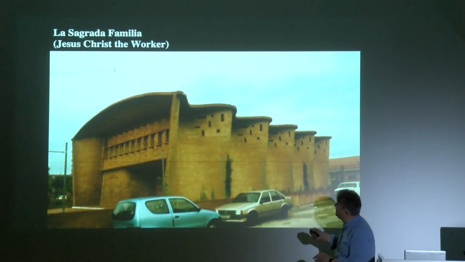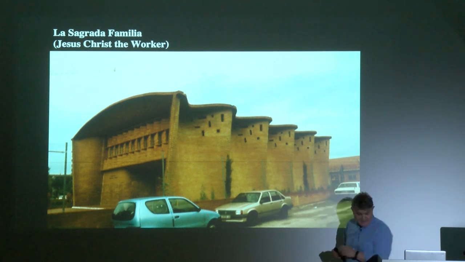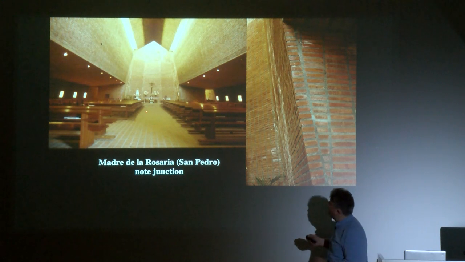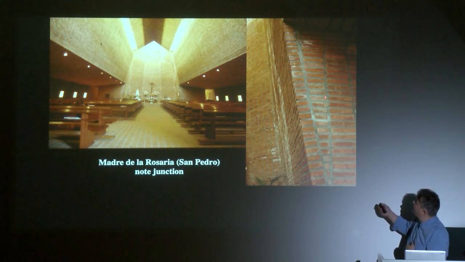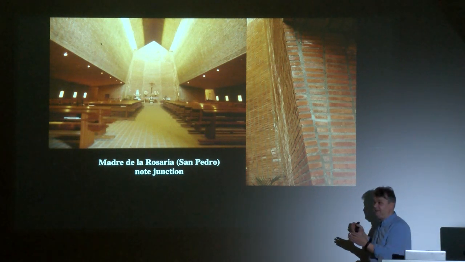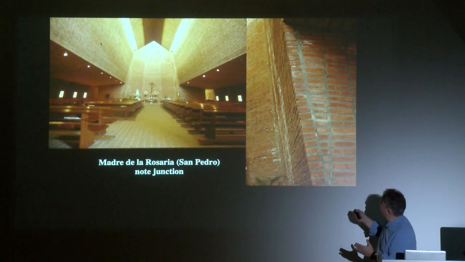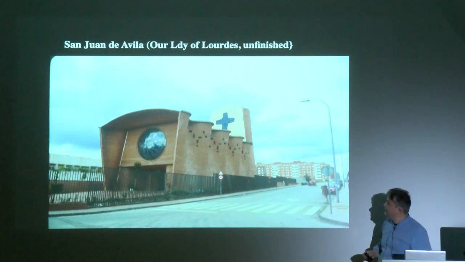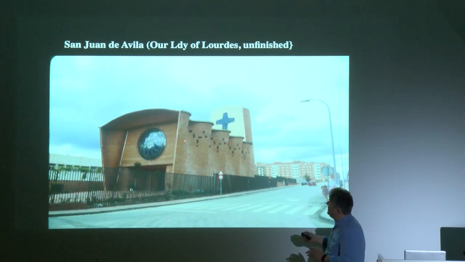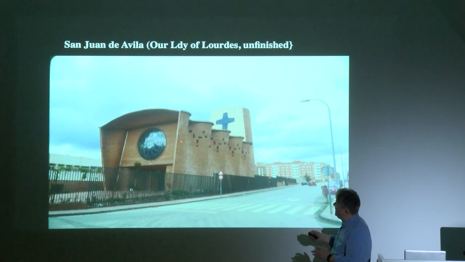So there's one which is a copy of Jesus Christ the Worker, which is very similar to the church in Atlantida. There's another one which copies San Pedro, which is slightly smaller, slightly scaled down. But what was really interesting was the detail that we talked about, well, I talked about running around, and you can see that they didn't know how to do that. Builders were different. And that's really a big change. You can see the offset, you can see the change in angle, you can see the tapering in the cut brick. Quite interesting. And then the most interesting project of the three is San Juan de Avila in Alcalá itself.